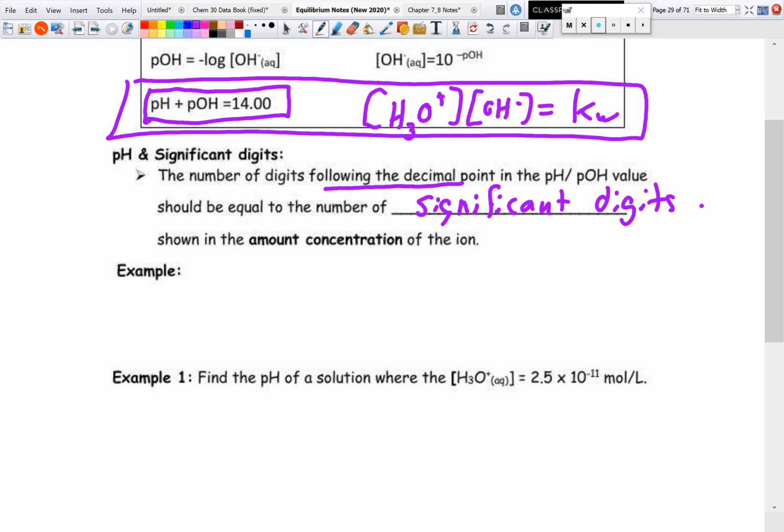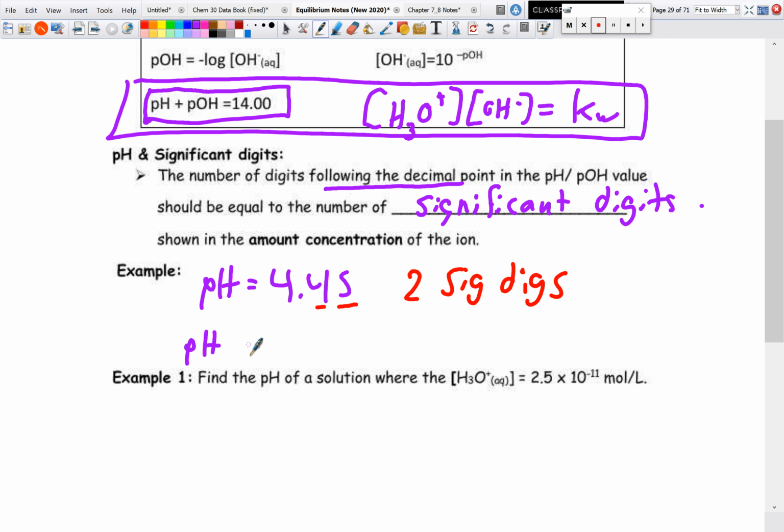So what that means is that if you have a pH of 4.45, now normally if it was a concentration we count all the digits, but here we only look at the digits following the decimal, so this is 2 significant digits. If we had a pH equal to 1.1, well, this is only 1 significant digit.